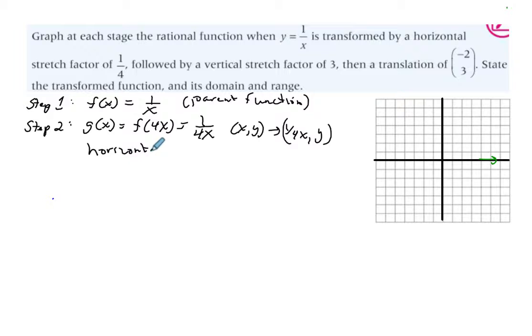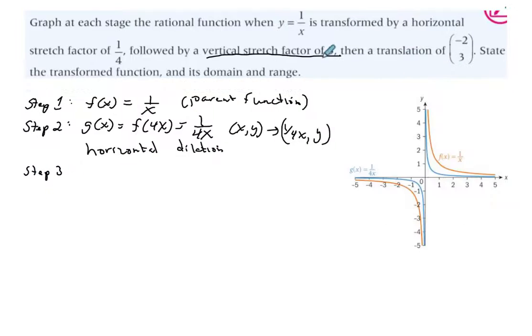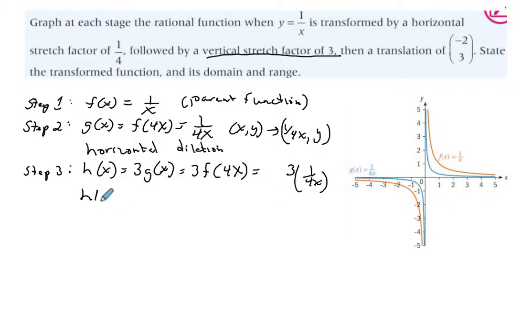All right, so let's look at our next step. We've dealt with the parent function. We've graphed the horizontal dilation. Now let's look at this vertical stretch by a factor of 3. So that's going to give me a new function h of x, which is going to be 3 times my last function g of x. And if I look at this in terms of the original equation, h of x is equal to the function 3 divided by 4x.